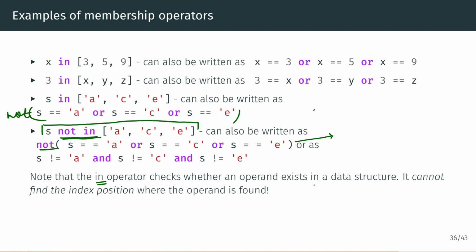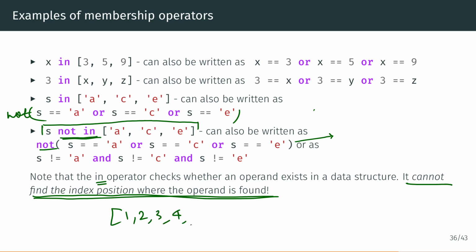Now it's important to understand that the in operator or the not in operator only checks whether an operand exists or not. It cannot find the index position where the operand is found. So if you have a list of numbers, and you want to find at which position a certain number is, let's say you have a list of 1 2 3 4 5 6 7 8 9 10, and we have a variable x, whatever the value of x is.